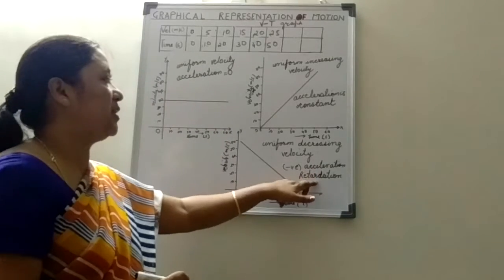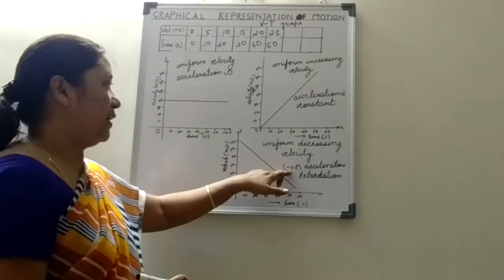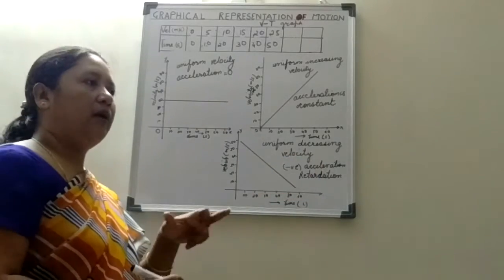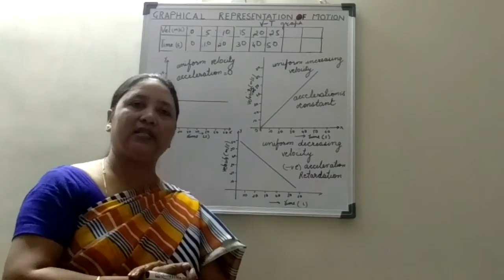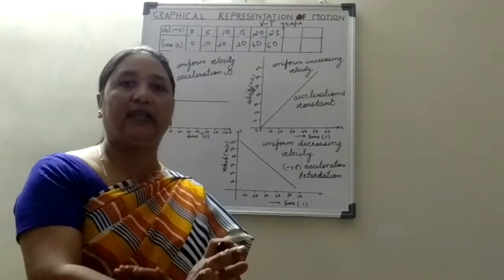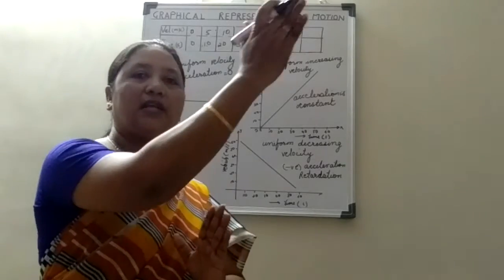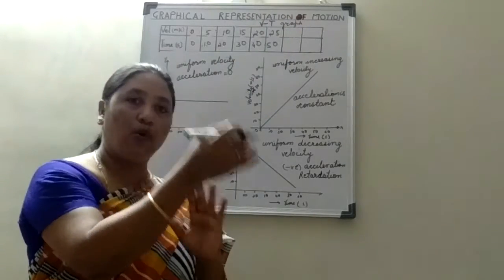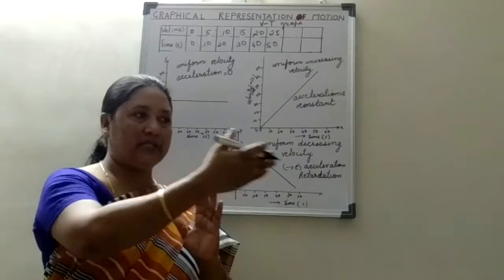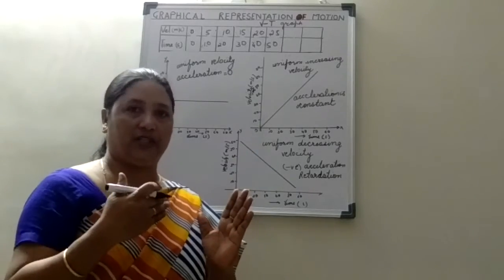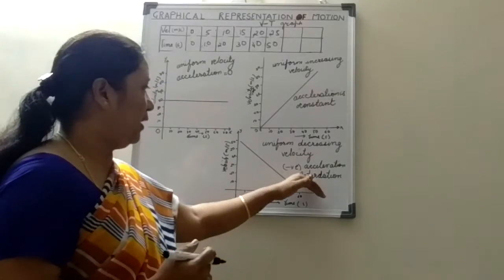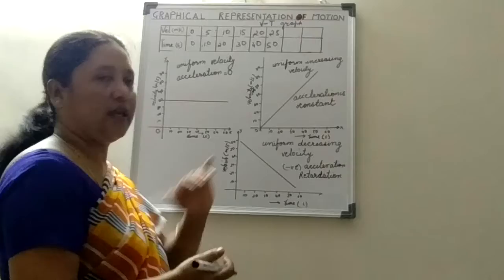So the new term is retardation, that is negative acceleration. Generally in vehicles, when we put the accelerator, what happens? The car starts moving forward. But the moment we apply the brake, what happens? The car, there is a retardation. So here retardation is taking place.